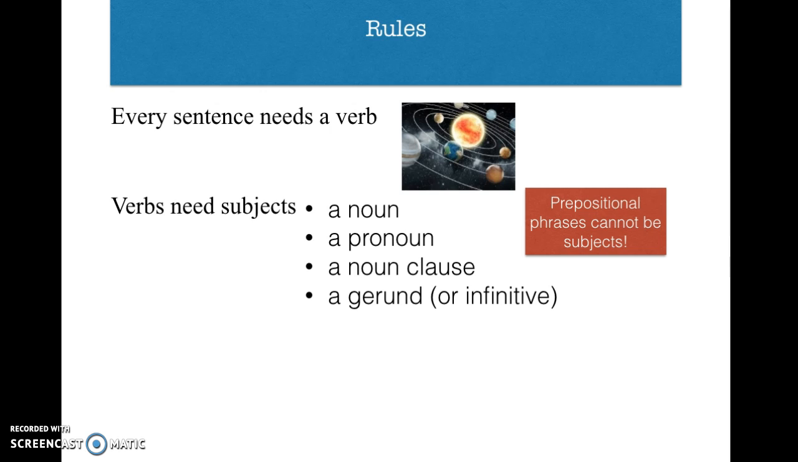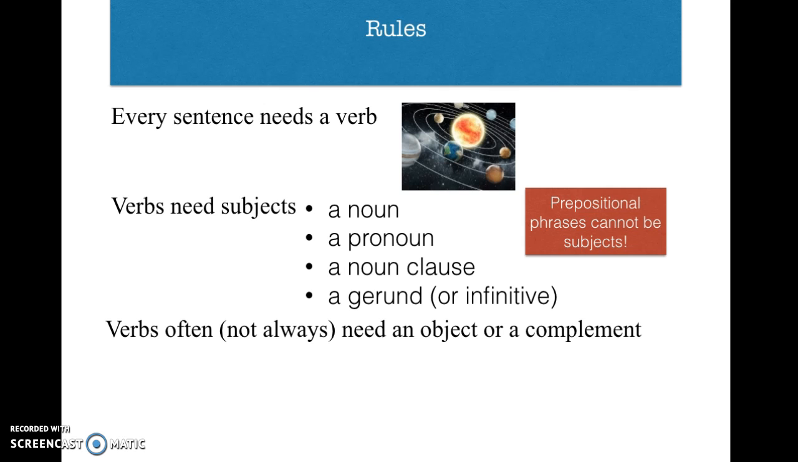Prepositional phrases, for example, in the house, cannot be subjects. Okay, so if you see something that's in a prepositional phrase, that cannot act as the subject of a sentence.